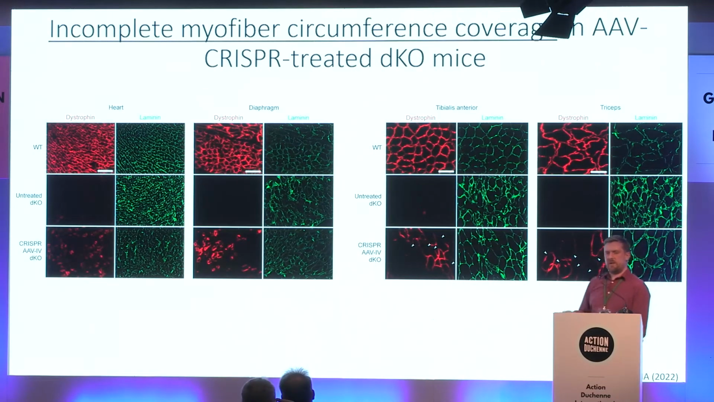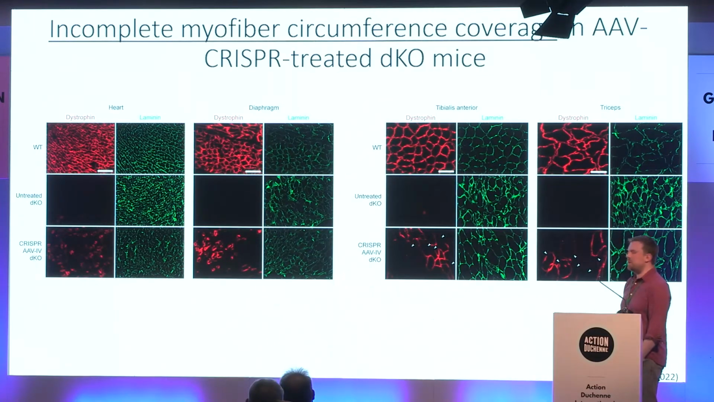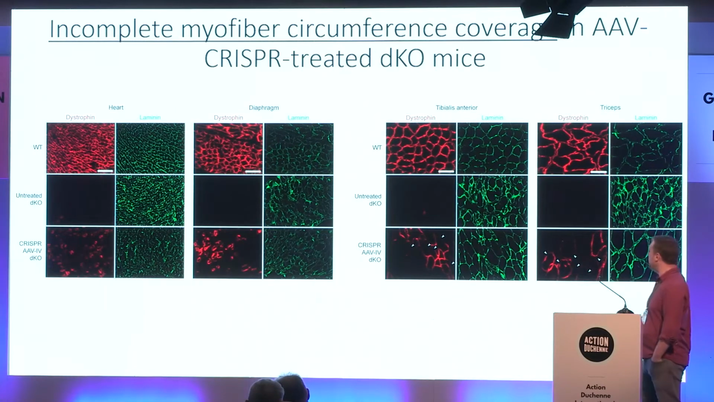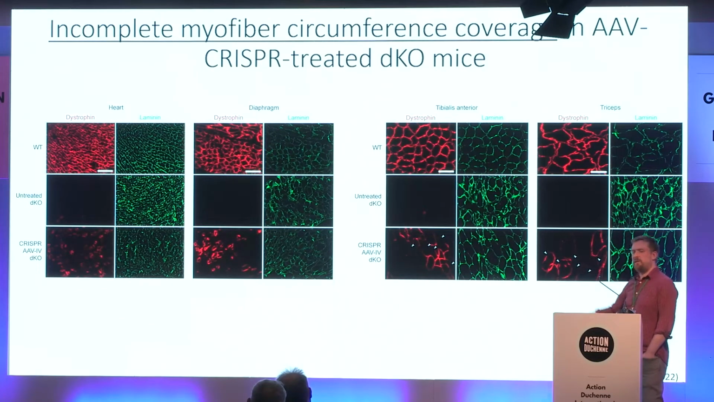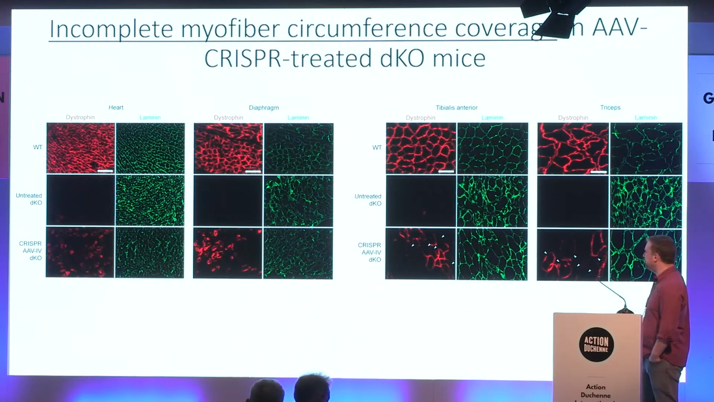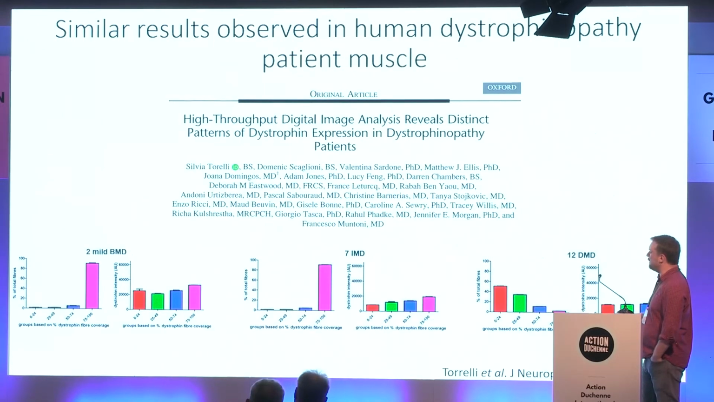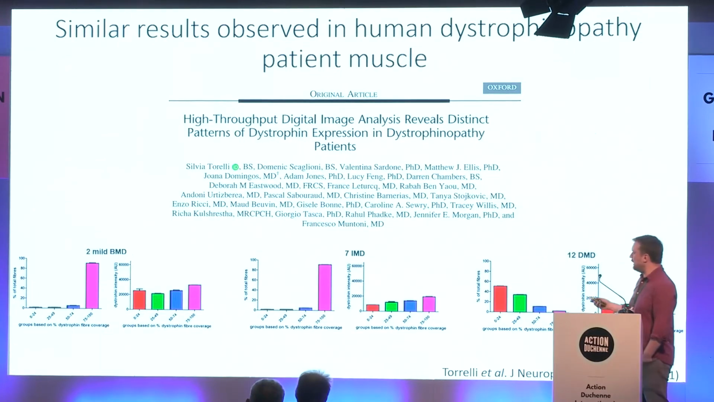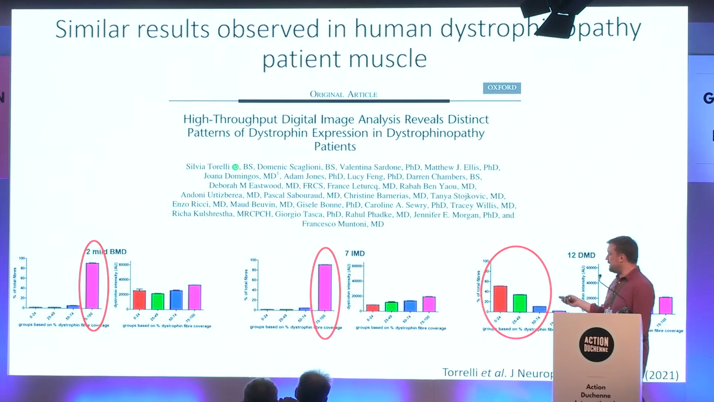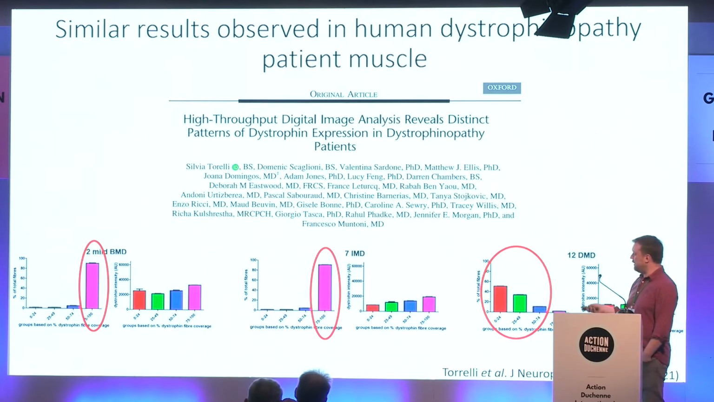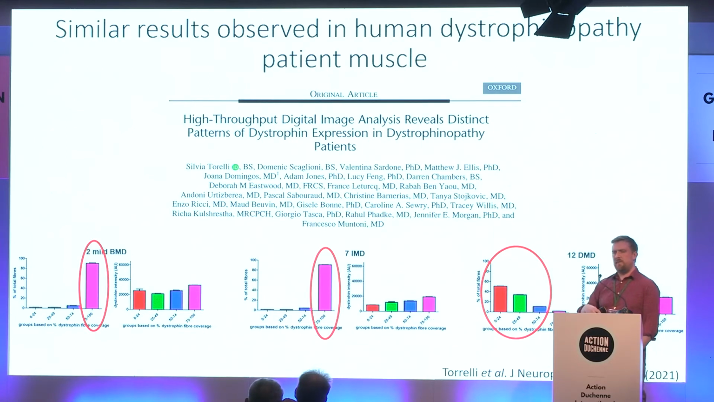And when you look at the immunofluorescence staining for dystrophin in these animals, we see a number of interesting features. So the CRISPR-treated animals are on the bottom panel. I'm sorry, I'm standing slightly in the way. But what we noticed was that there was incomplete dystrophin staining around the circumference of many of these myofibers in the treated animals. And a similar observation has been made by Francesco Muntoni's group in human DMD patients and also patients with mild Becker's and intermediate muscular dystrophy. And they reported that there was better functional performance in the patients that had a higher degree of myofiber circumference coverage of dystrophin.